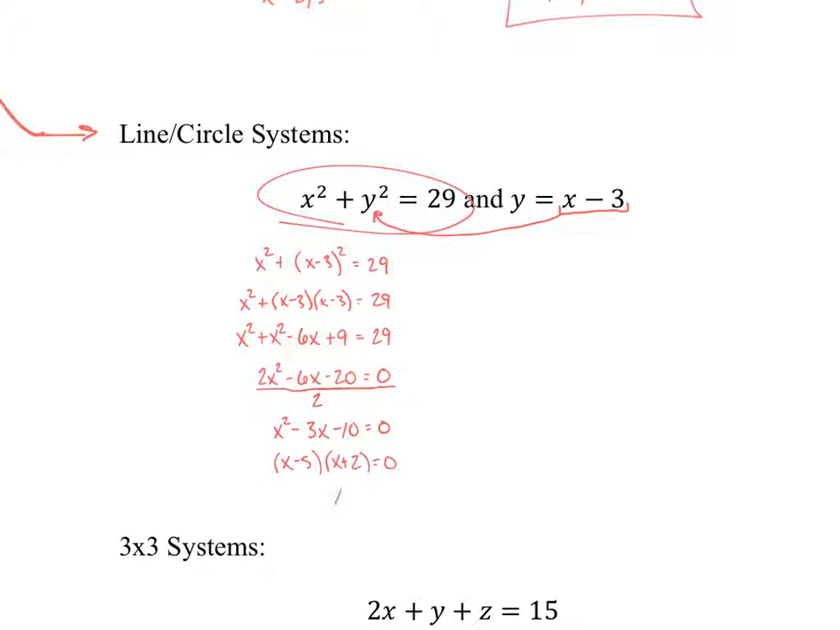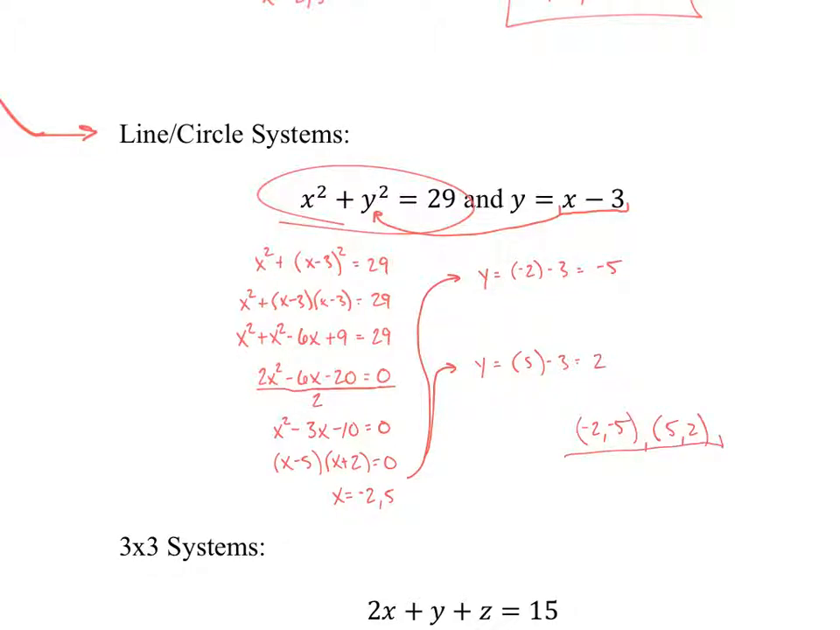All right, so x is going to equal negative 2 and 5. And again, I can just go ahead and throw each of those things back into whichever of the two is simpler. So my two solutions are going to be negative 2, negative 5, and 5, 2.